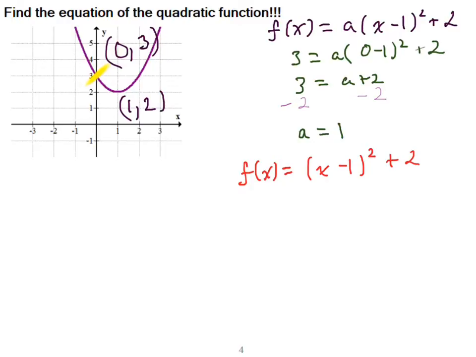All right? So check your work. If you use the point 2, 3, then you'll have slightly different work, but you should get a equals 1, and you should get the same final answer.